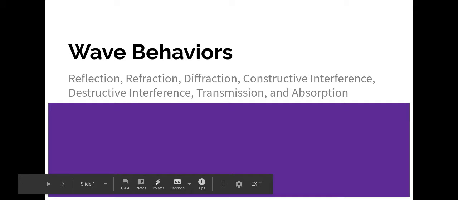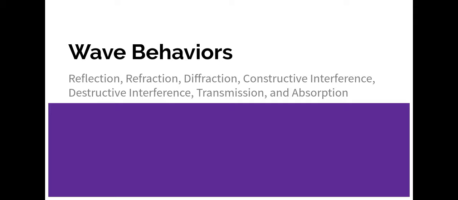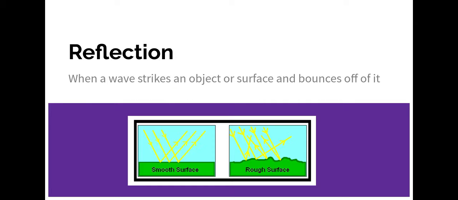So we're going to be discussing wave behaviors. These are what we went over last week and the beginning of this week. The first wave behavior is reflection. A reflection is when a wave strikes an object or surface and bounces off.